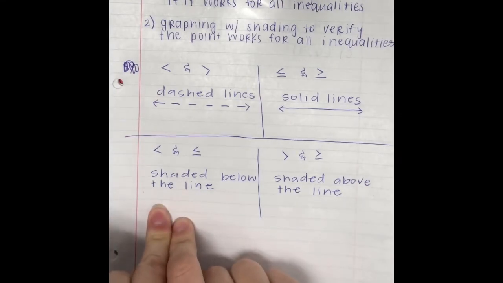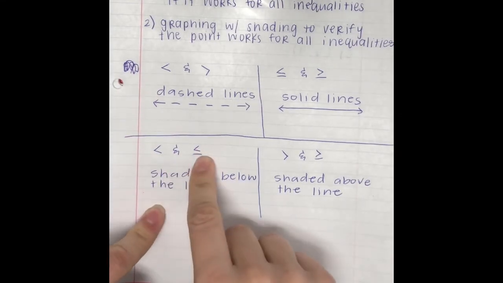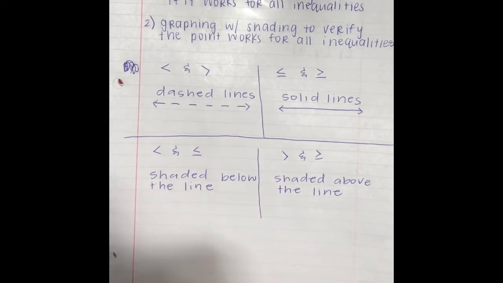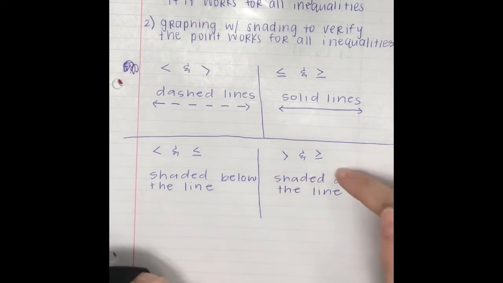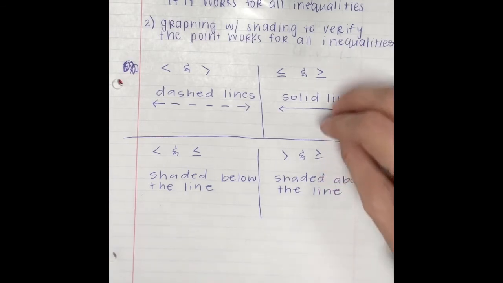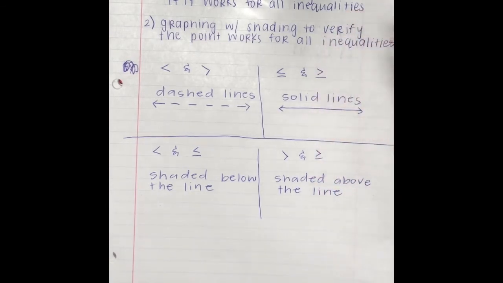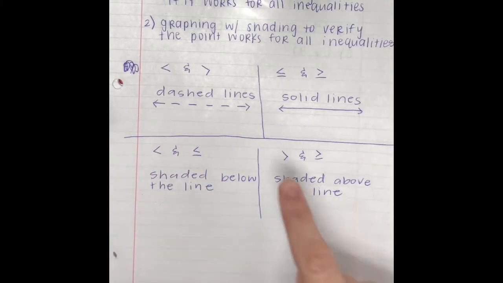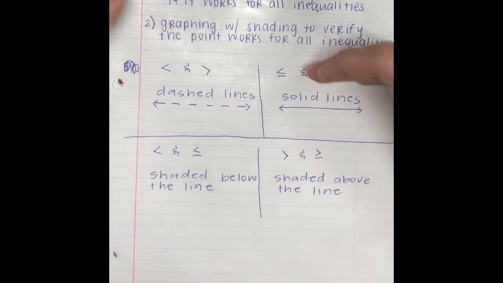And then if you have a less than or a less than or equal to symbol, then you're going to shade below the line, because with those signs, less than is everything lower than the line, right? And for greater than or equal to, you're shading above the line because we want all the higher up points on our graph, right? So for less than or equal to, you're shading lower, and for greater than or equal to, you're shading above, okay?